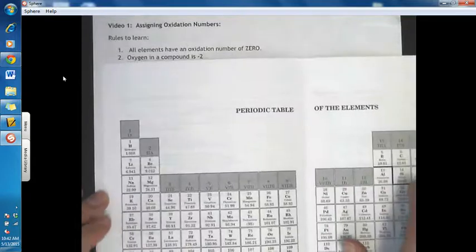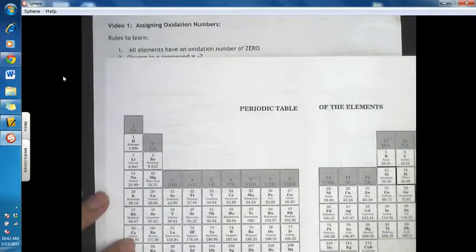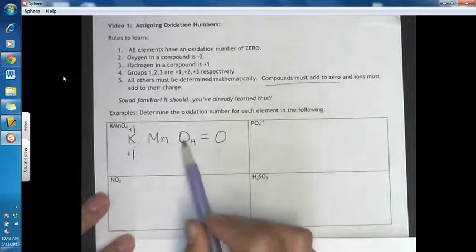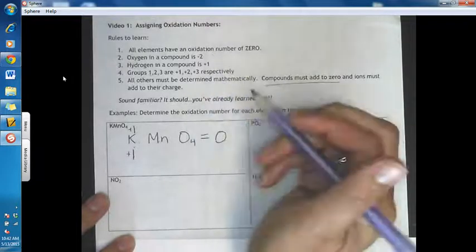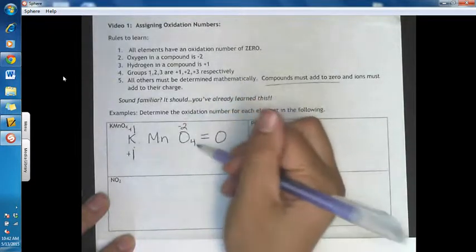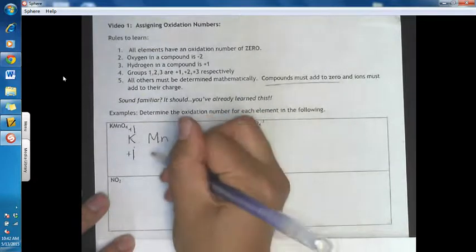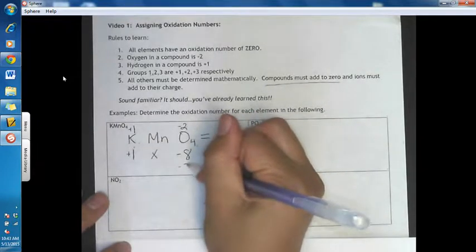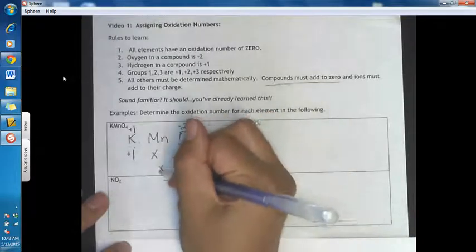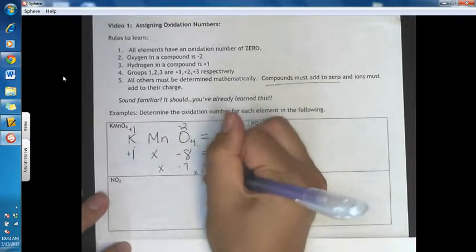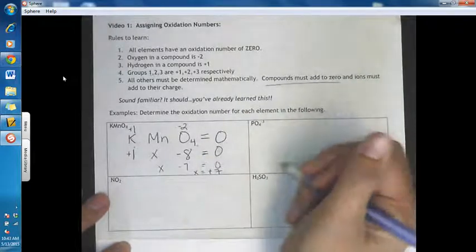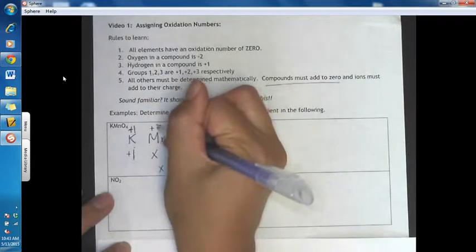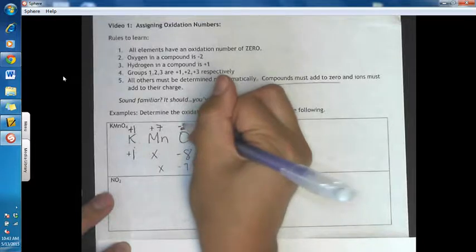Manganese, because it's a transition metal, found here, we don't know its charge, so we need to use our total compound to mathematically find it. Oxygen has a charge of -2. Times 4 gives us -8, plus our x for manganese gives a total value of 0. -8 plus 1 is -7. x minus 7 is 0, therefore x has to be +7. So our oxidation states: potassium is +1, manganese +7, oxygen -2.